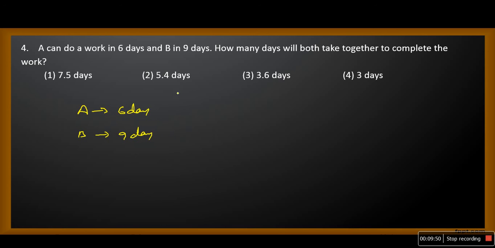So how will you assume the total work? Total work is equivalent to the LCM of 9 and 6, which is nothing but 18. We are assuming the LCM of 9 and 6. Okay, now A will do how many units per day?